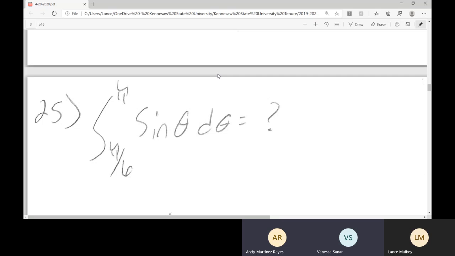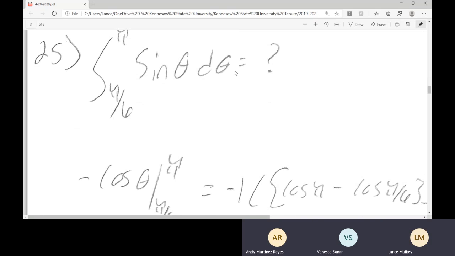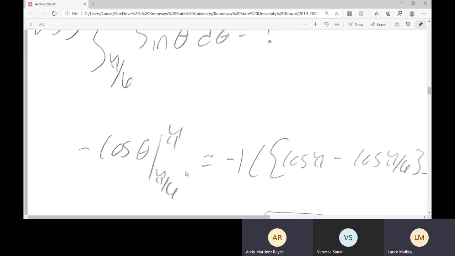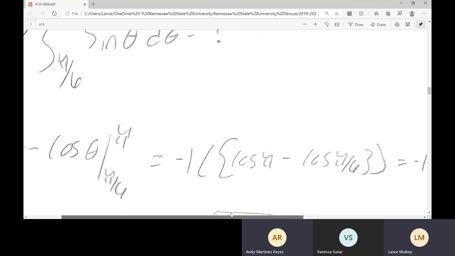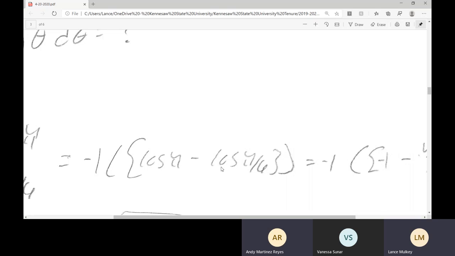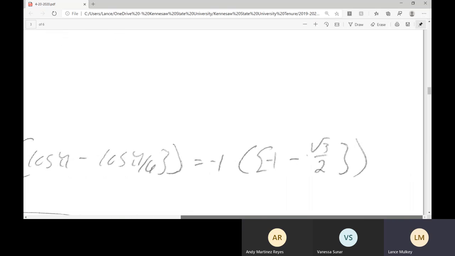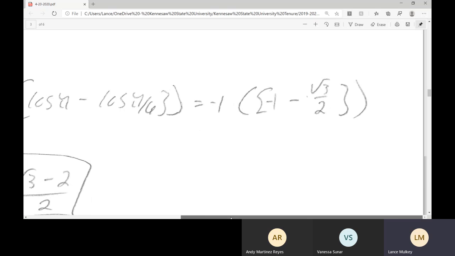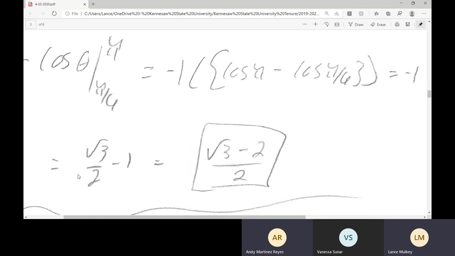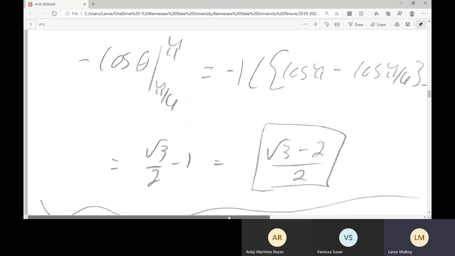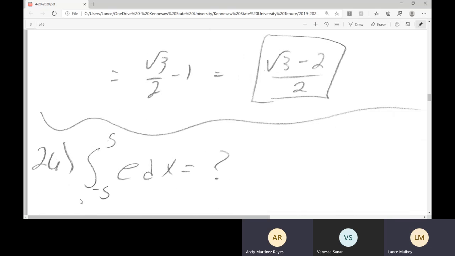All right. Did y'all get negative cosine as your antiderivative? Yeah. Okay. So you plug in pi and pi over 6. You get -1 times -1 minus square root of 3 over 2. So you end up with this, and I just simplified to that. What's going to get you here is your algebra, as long as you can take antiderivatives. All right, try this one.